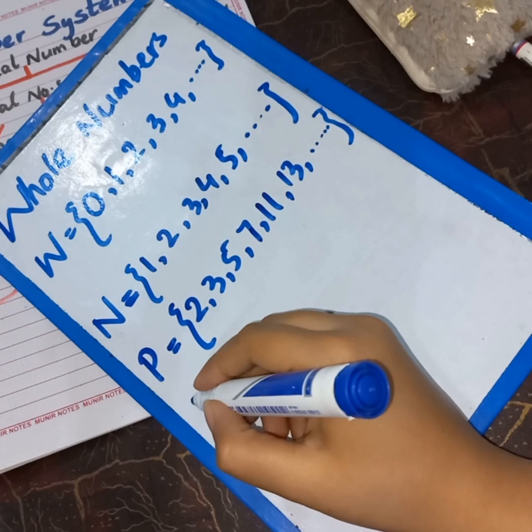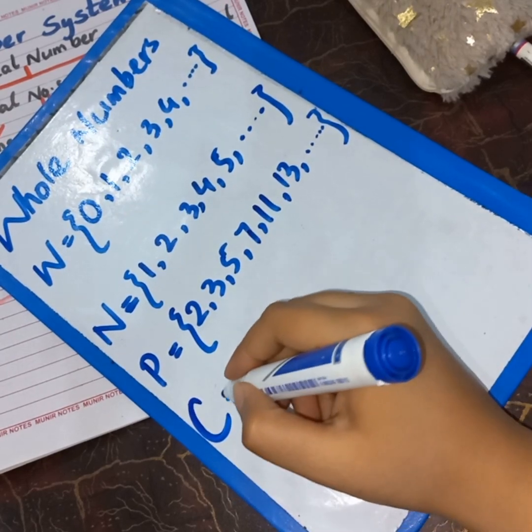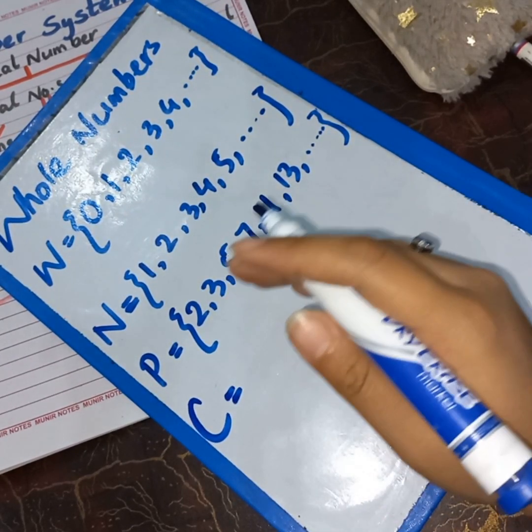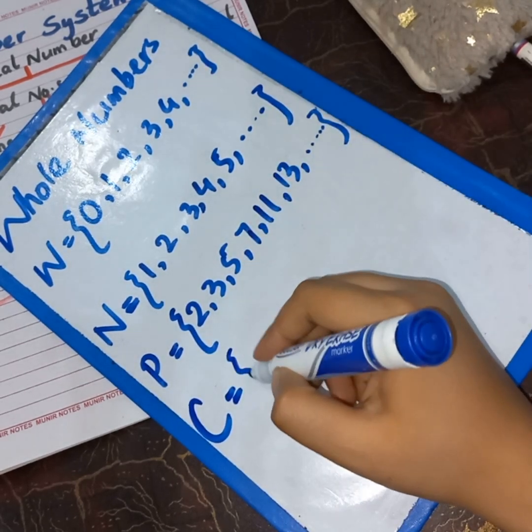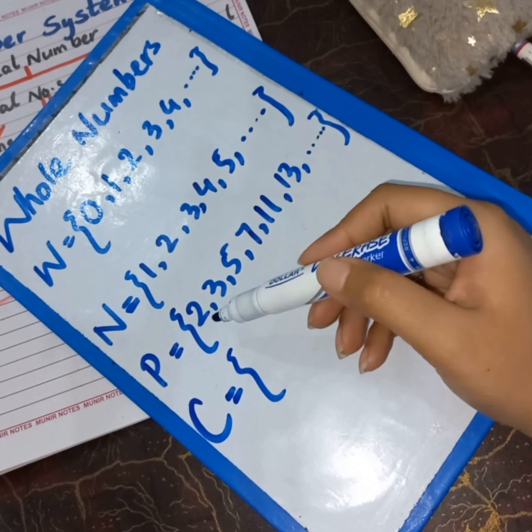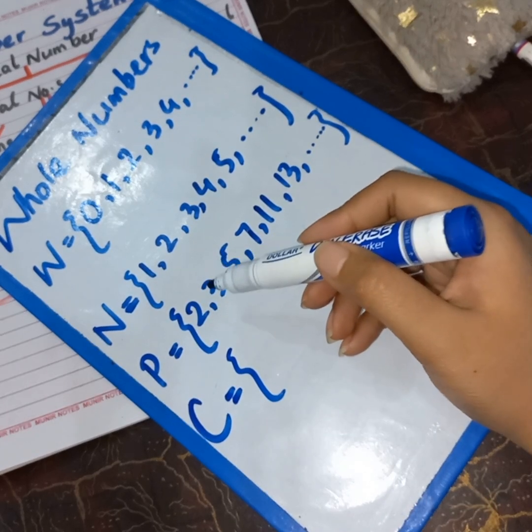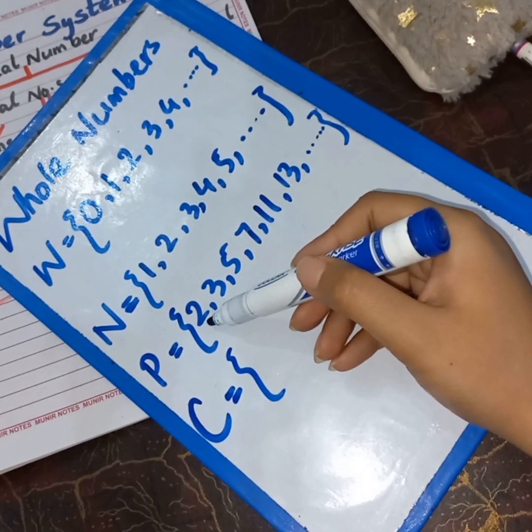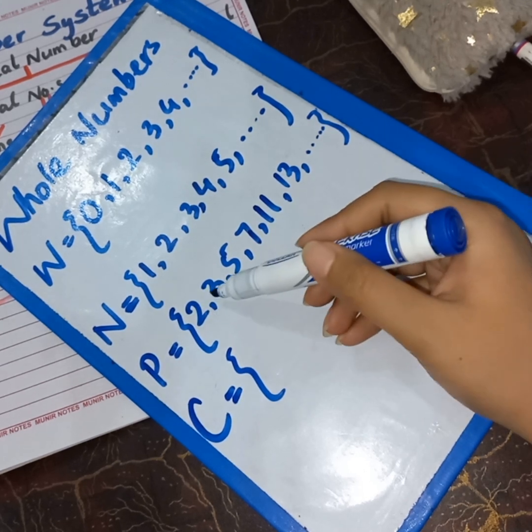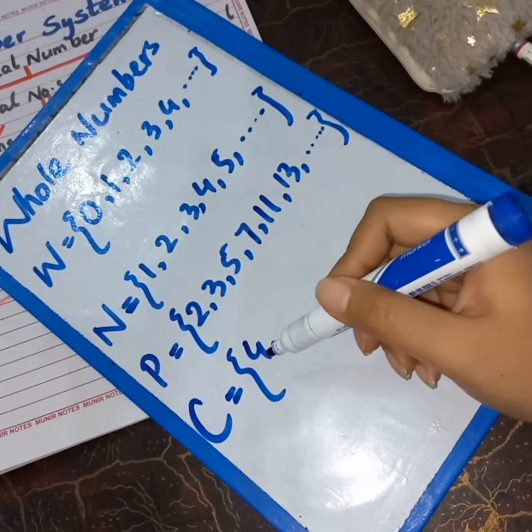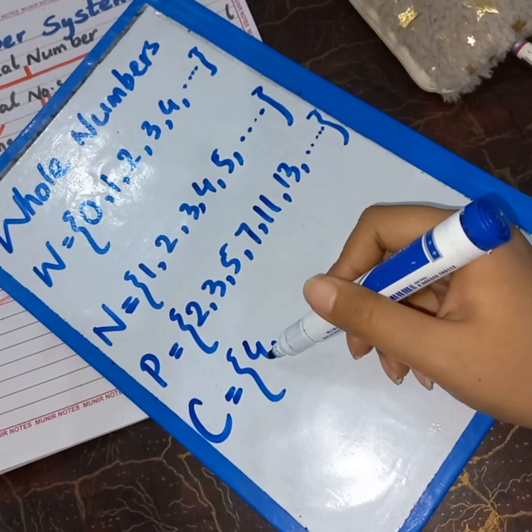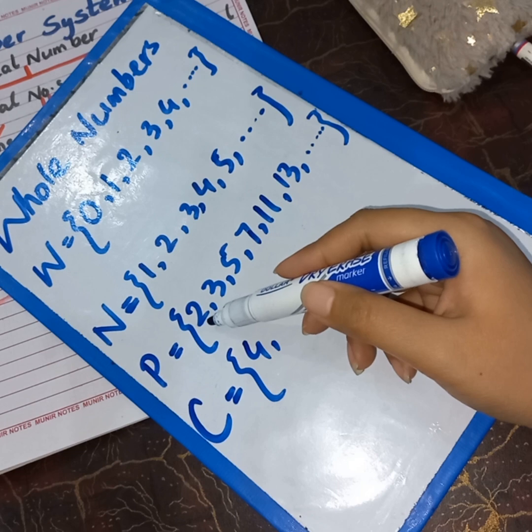Next, we have the set of composite numbers. As I already told you, the numbers which have more than two factors are considered composite numbers. Or in other words, you can say the numbers which are not prime are composite. Like in this, after 2, 3 is there, then 4 is not here. So 4 will be a composite number. So the smallest composite number is 4 and the smallest prime number is 2.